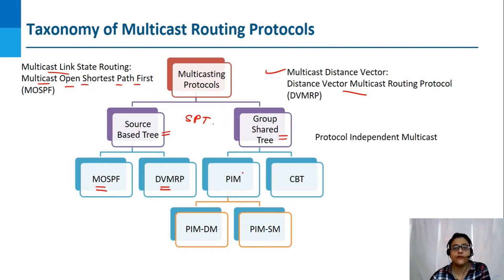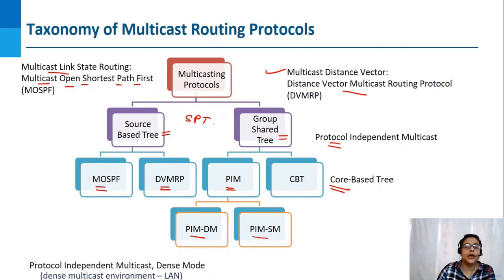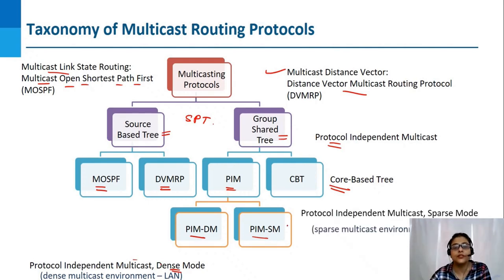For group shared tree, we have PIM, which is known as protocol independent multicast, or we can have CBT, which is known as the core based tree. Now, PIM can again be PIM DM or PIM SM. PIM DM is protocol independent multicast in the dense mode. Dense mode means a dense multicast environment, as for example we have in a LAN. And SM stands for sparse mode, a sparse multicast environment that we have in a WAN.